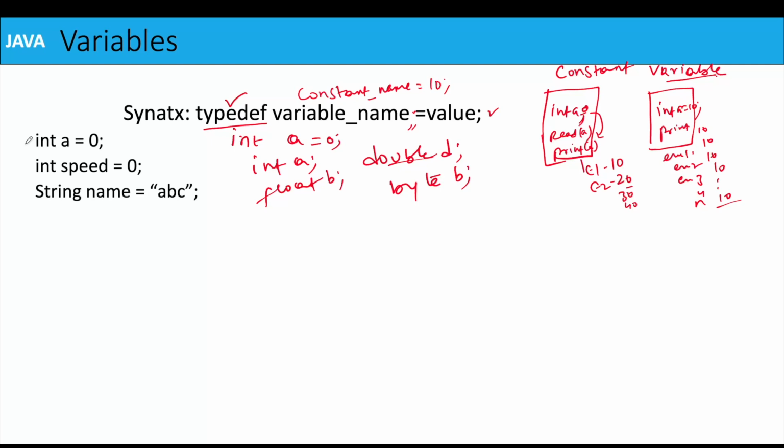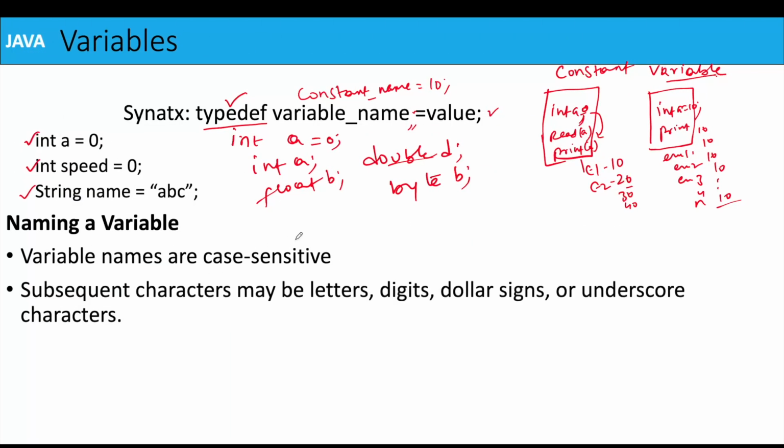Here in this case you can see a is a variable, speed is a variable, string name is a variable. But when you give the name, these types are fixed, right? These 8 types of data types will be there, you can use them. Variable names are generally case sensitive. Case sensitive means, for example, if you write int a and int A, both are different variables, right?